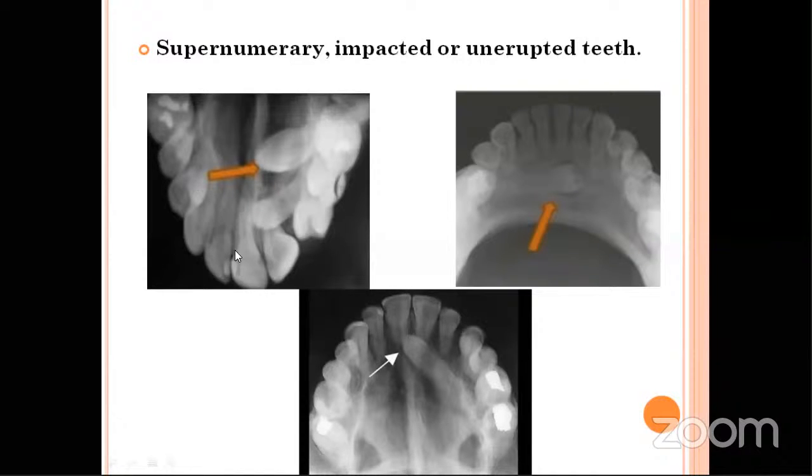This is all picture based. This is the occlusal radiography of the maxillary arch showing the impacted canine. The question may be which tooth is impacted or which is the view. So this is the maxillary cross sectional.